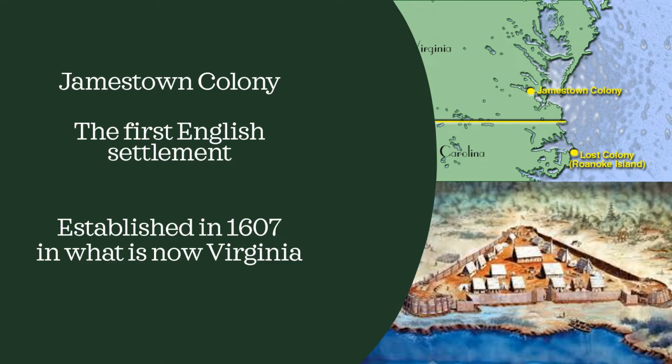Jamestown Colony was established in 1607 in what is now Virginia. It was the first English settlement. We're actually going to read about this colony together during this PowerPoint.